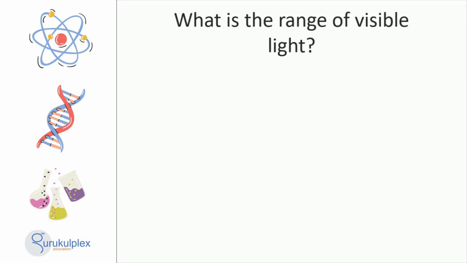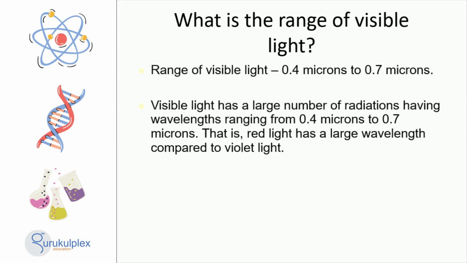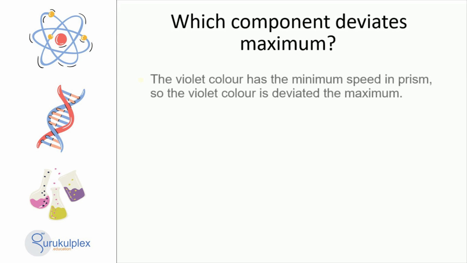The visible light spectrum has a wavelength range of 0.4 to 0.7 microns. Red light has the longest wavelength and violet has the shortest wavelength. When white light passes through a prism, these wavelengths are enough to produce visible colors. Violet is the slowest color to enter a prism and so it is deflected the most. This is why you often see it on the outside of a rainbow.